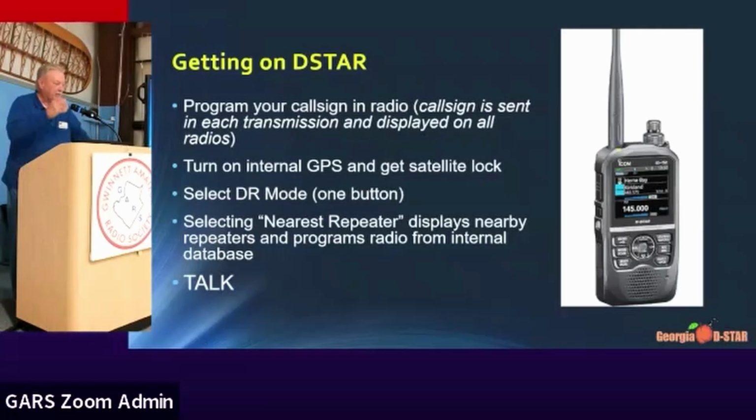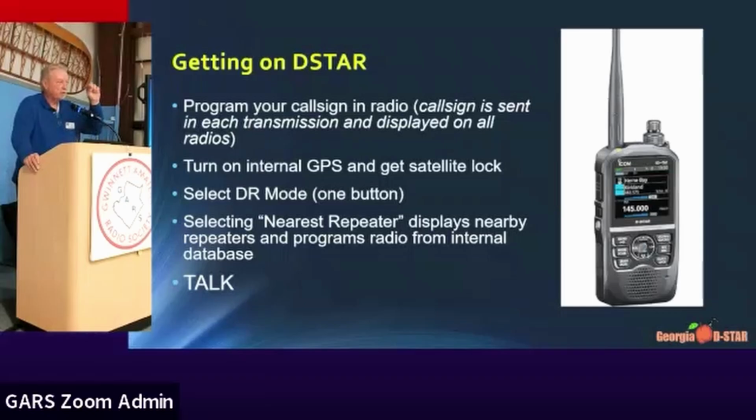Now, I use this example. Ralph kids me all the time because I say this in the ham crams. If you are a repeater kerchunker, you probably don't want to get on D-Star because every time you transmit, everybody sees your call sign. So it's displayed on all the radios. It's received at all times. Now, that's a little different than some of the others.